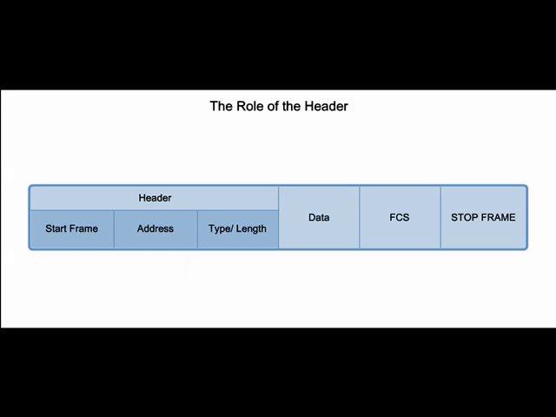Frame control information is unique to each type of protocol, but typical frame header fields begin with the start frame, which tells devices along the way that a frame is coming. Next is the address portion, which is the data link layer source and destination address. Finally, the type length field is an option that states the kind of data or the length of the frame. Depending on the protocol being used, additional fields may also be present.